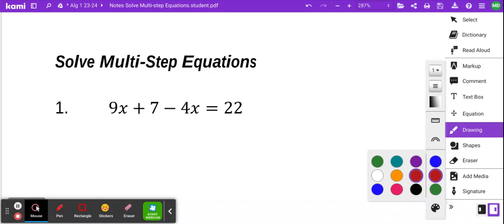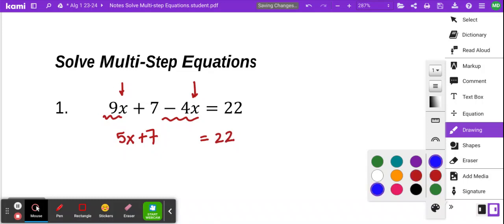Today we are talking about solving multi-step equations. Number 1, 9x plus 7 minus 4x equals 22. We see x's in two places, so let's combine like terms. A 9x and a negative 4x give us a 5x. We'll bring down that plus 7. We haven't used it. Set it equal to our 22.